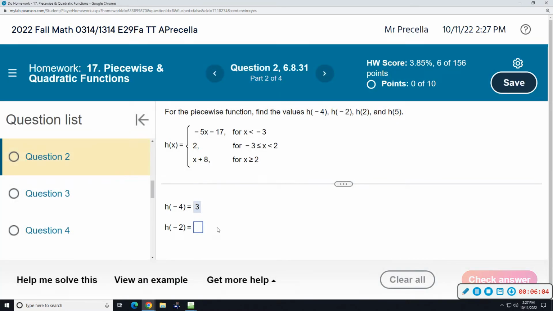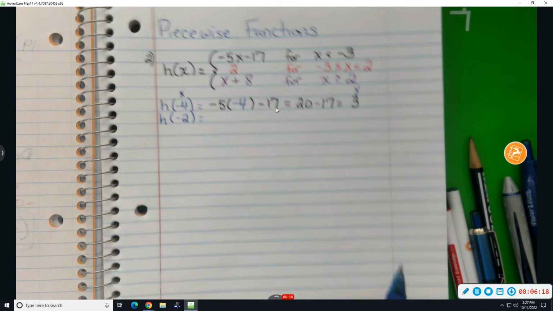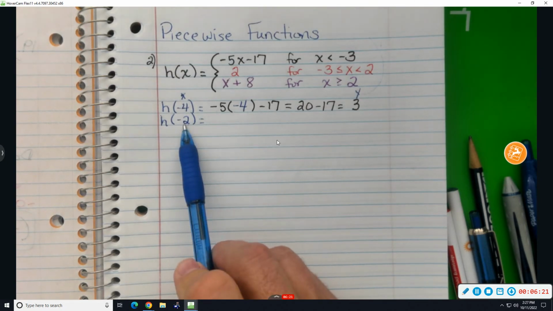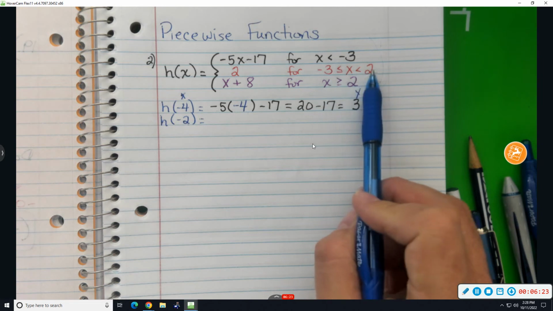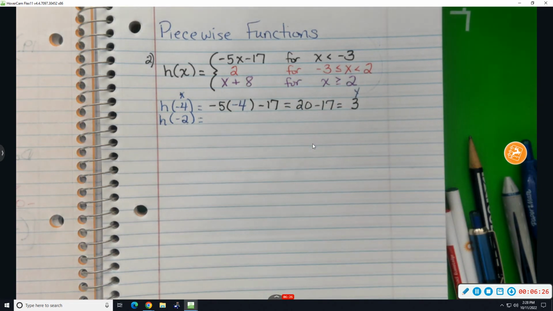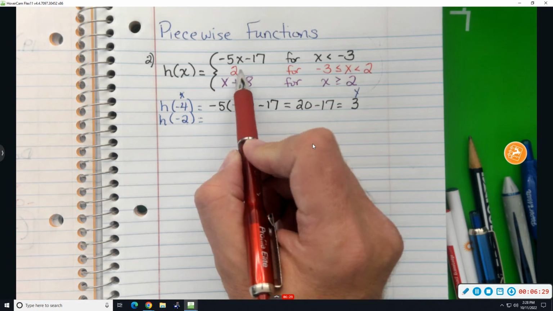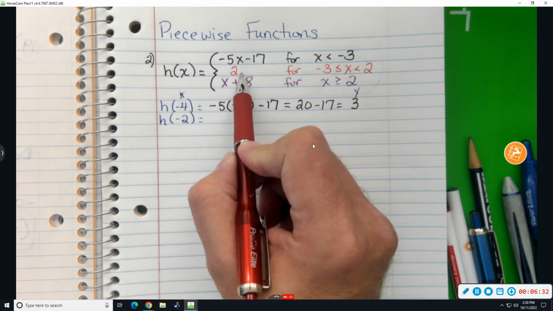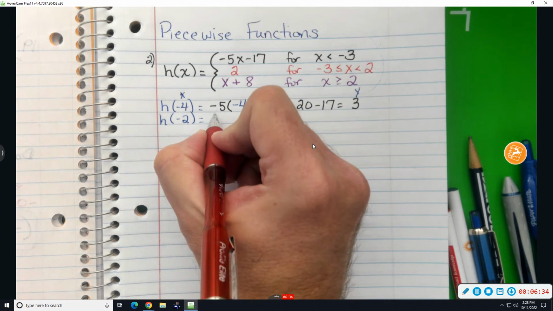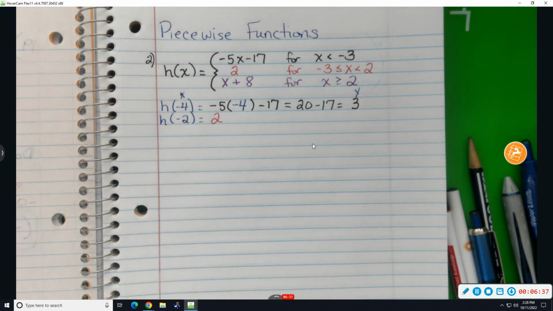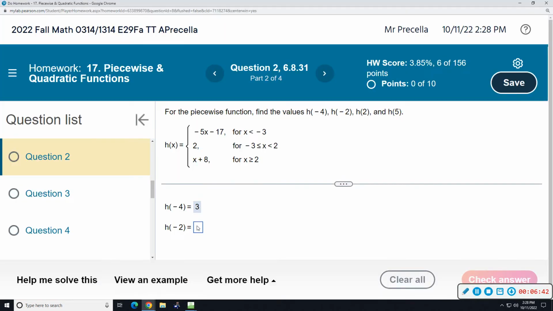Now let's find h of negative 2. The second one. Negative 2 is between negative 3 and positive 2. And so notice, there's not an x here with this red 2. This is what's called a constant function. The answer's just 2. There's no x that needs to be replaced.